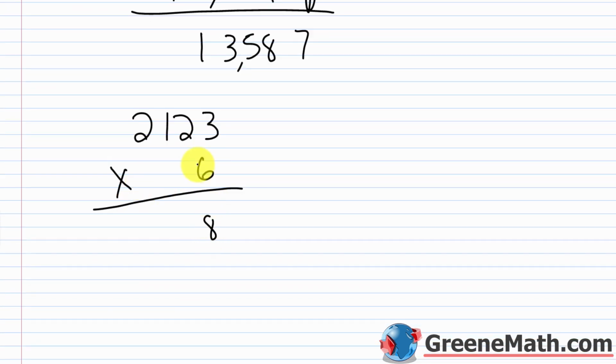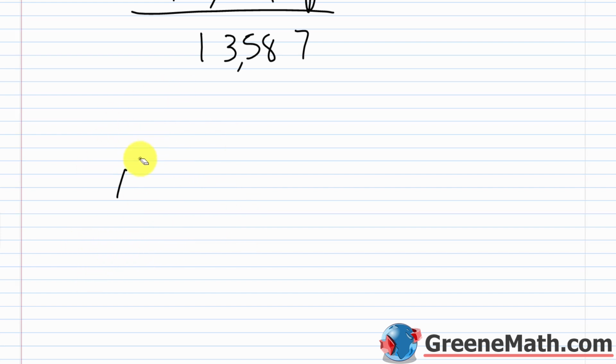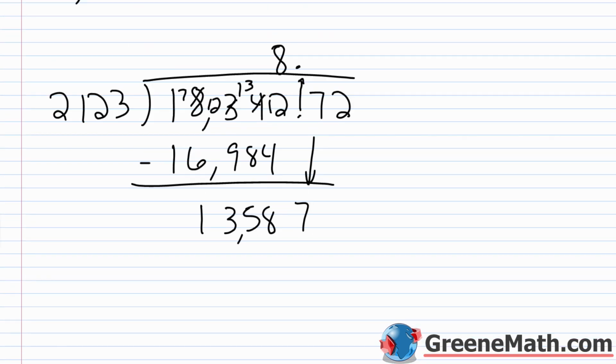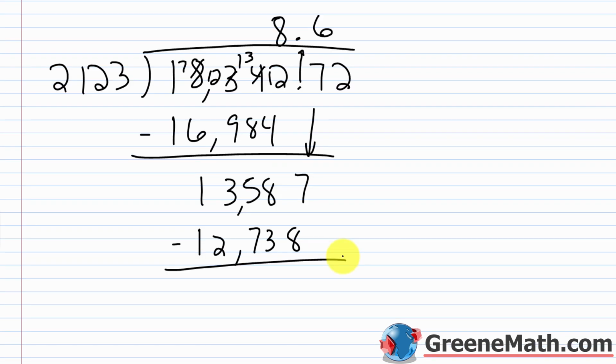6 times 3 is 18. 6 times 2 is 12, plus 1 is 13. 6 times 1 is 6, plus 1 is 7. 6 times 2 is 12. So 12,738, that's as close as we're going to get. So 2,123 will go into 13,587 6 times. 6 times 2,123, again, is 12,738. So now we want to subtract.